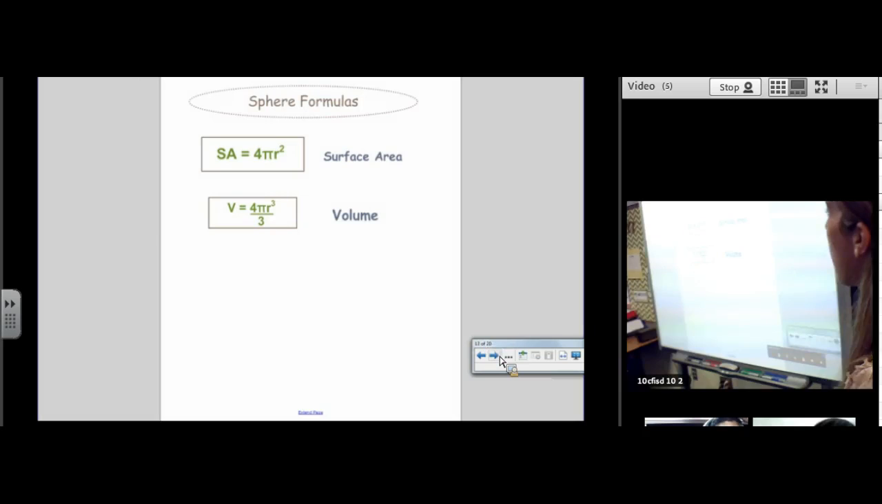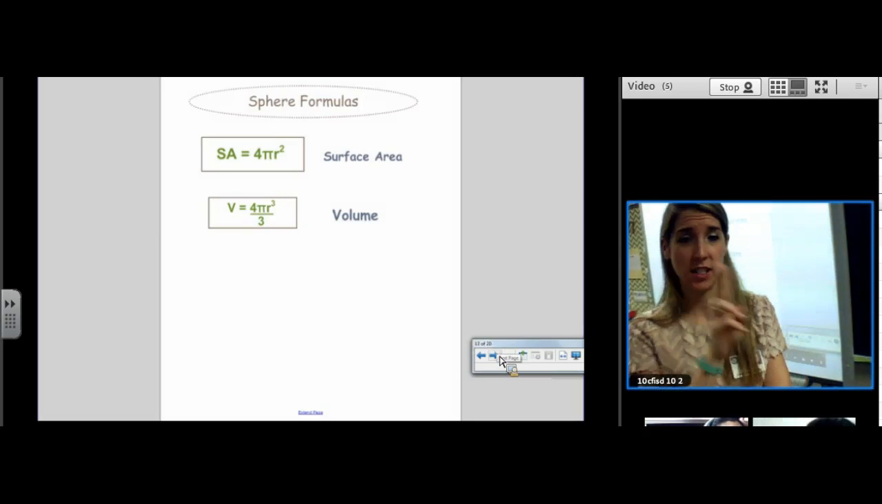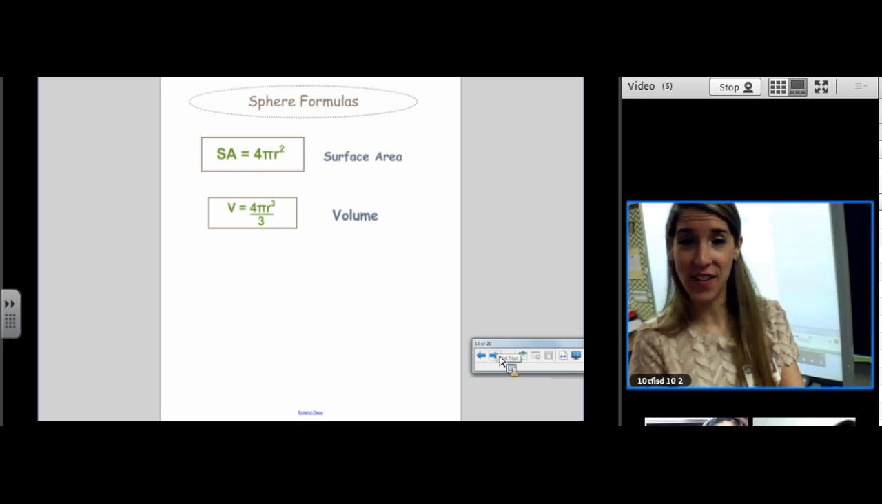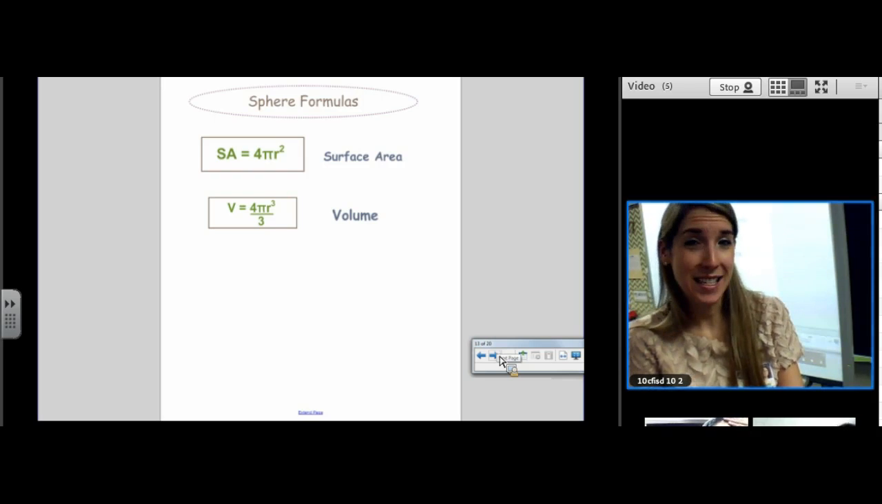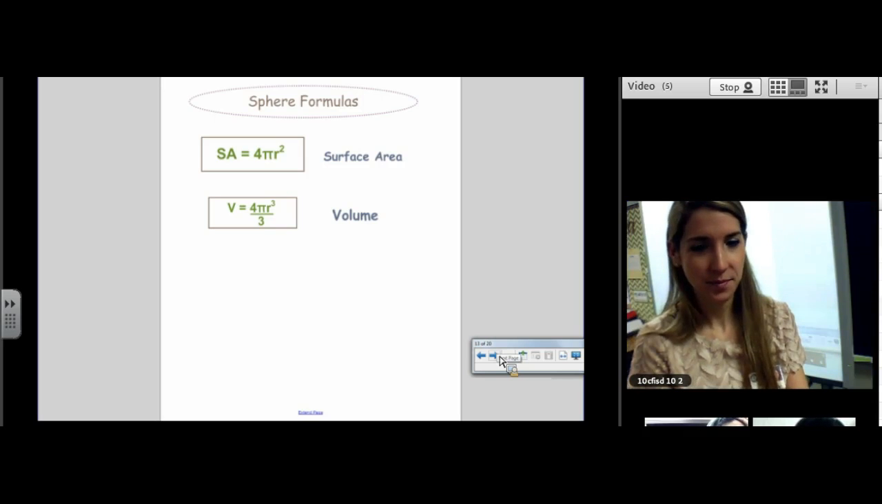Just love them. Okay, the great news is there's only two formulas for spheres. We have surface area, total of course, and we have volume. There's no such thing as LA for a sphere. It doesn't have any bases, so it can't have a lateral surface area.